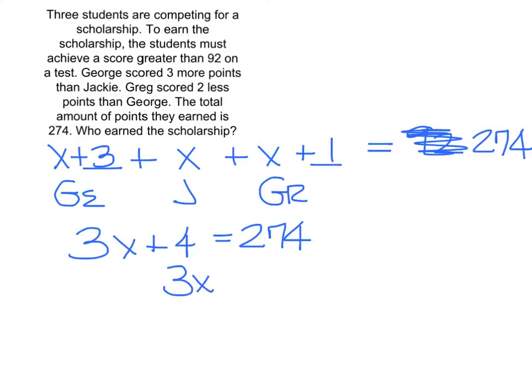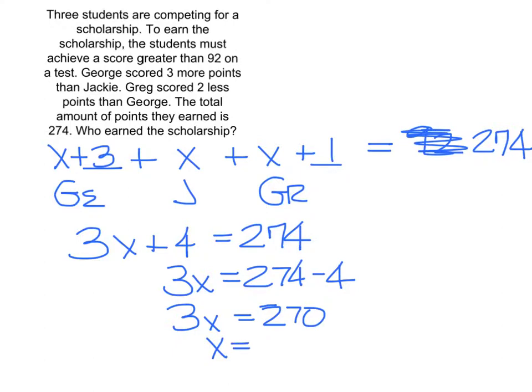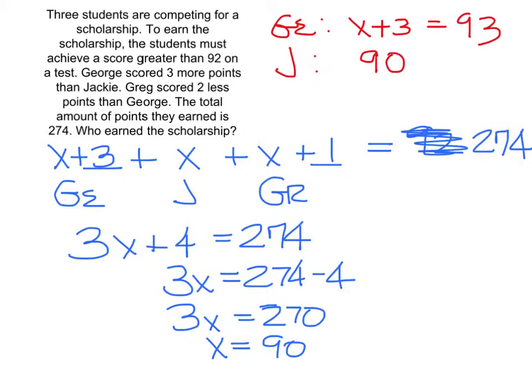If you subtract 4 from 274, then you're going to come up with 270. If you divide 270 by 3, you get 90. So that means for George, he came up with 90 plus 3, which is 93. Jackie is X, so she is going to be 90. And Greg had X plus 1, which is 91. So that makes George the recipient of the scholarship.